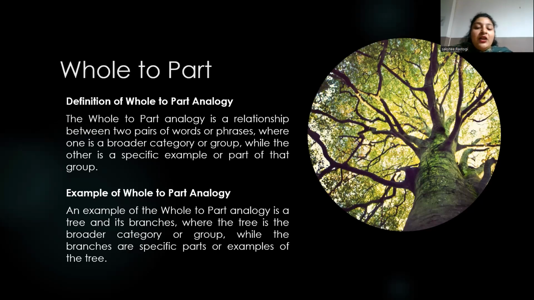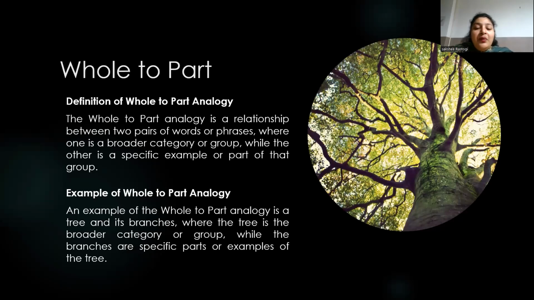A whole to part analogy is a type of analogy that relates a larger entity, system, or concept, the whole, to one of its smaller components, parts, or elements, the part. This type of analogy highlights the relationship between the larger context and one of its individual components, showing how the whole is comprised of its parts.